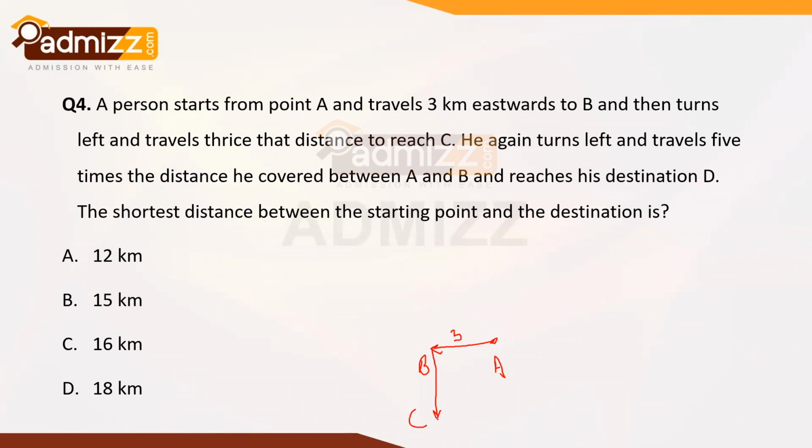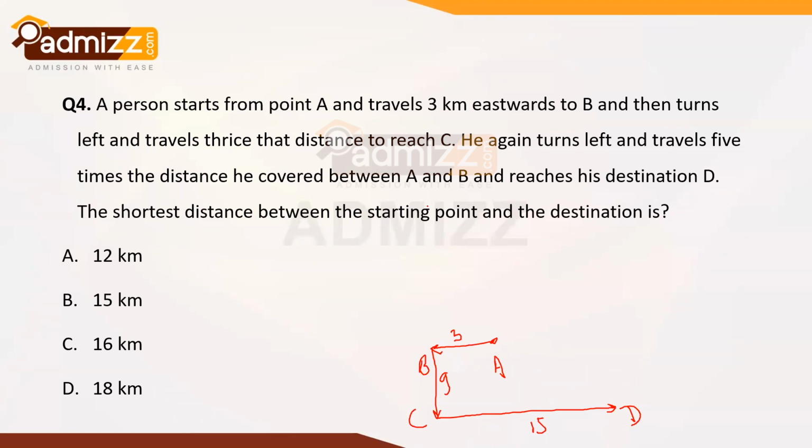He turns left again, so from this, left is going to be here, and travels 5 times the distance covered between A and B. So this distance is going to be 9 because it's thrice this distance, and this distance is going to be 15, because it's 5 times the initial distance between A and B. And he reaches his destination at D.